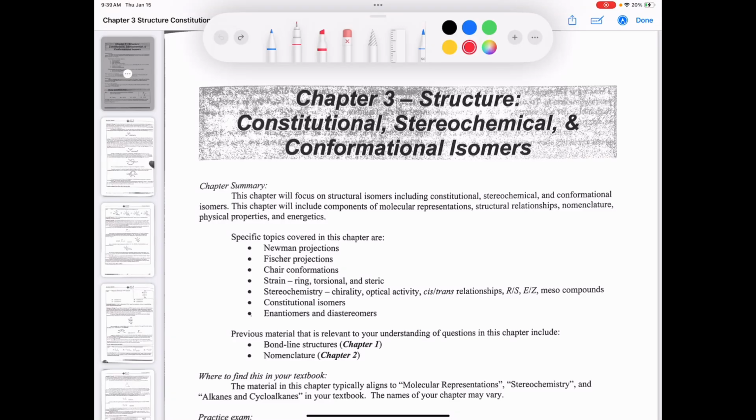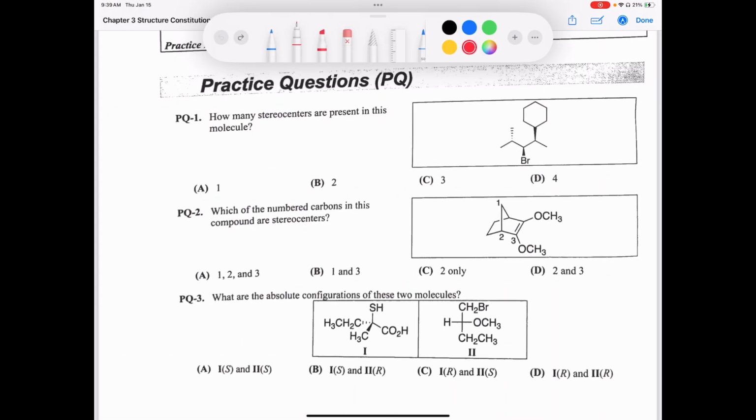Okay, this is from the ACS Organic Chemistry Official Guide, second edition, chapter 3, structure: constitutional, stereochemical, and conformational isomers. I'm going to be solving the practice questions in this video. So let's start with the first one.